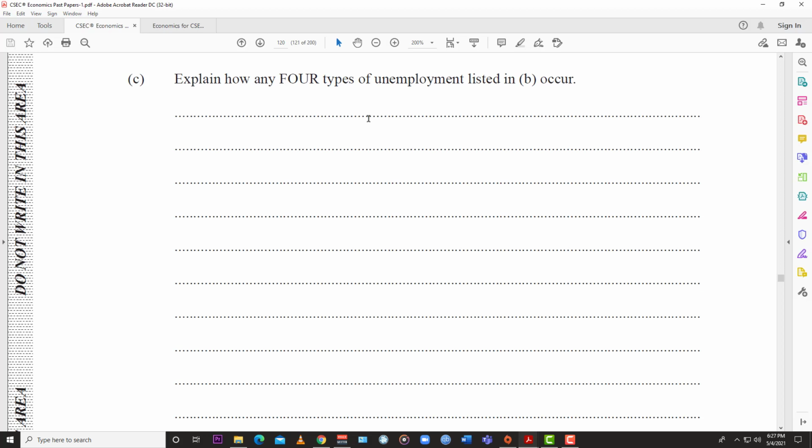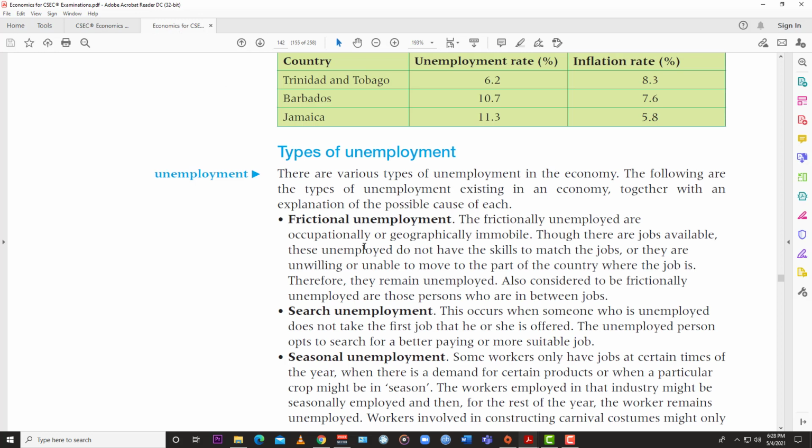So tip, do that for all the exams. Once you see a question following up on the next question, then make sure the one above, you put stuff that you know for sure. So explain how any 4 types of unemployment listed in B above occur. Okay, good. So let's go.